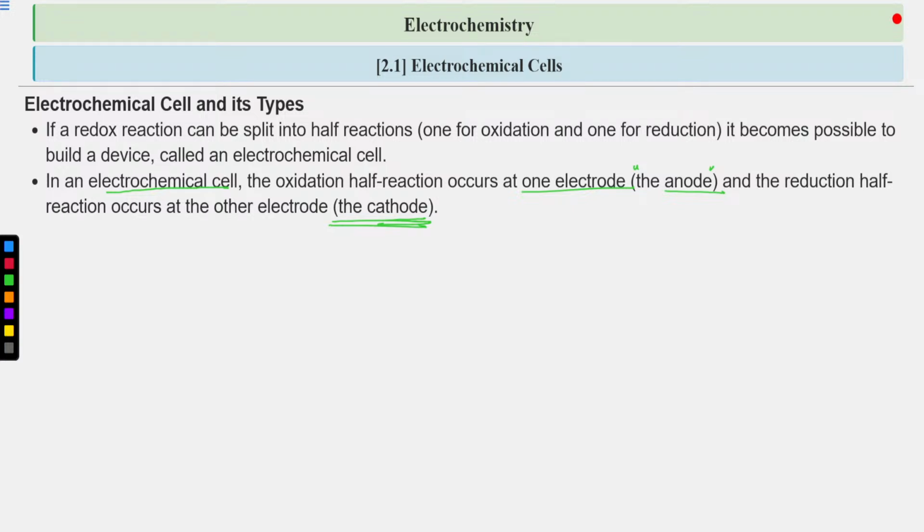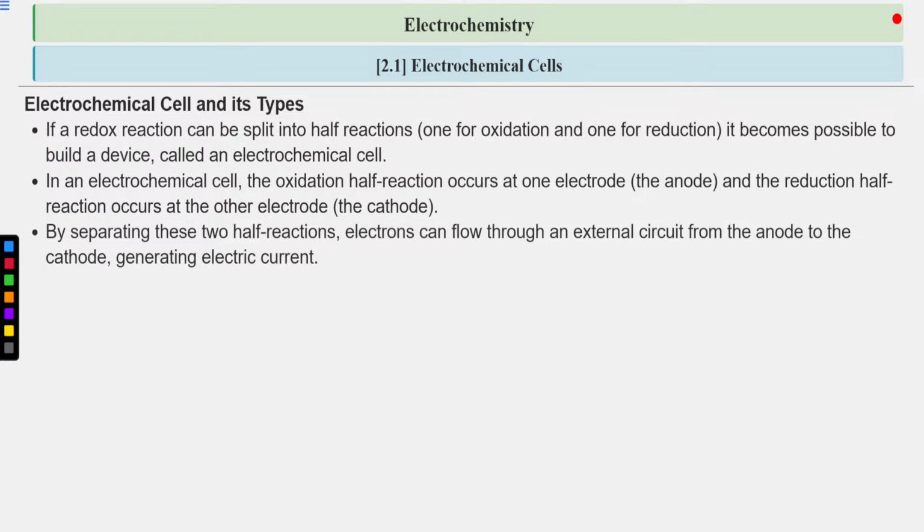But here, in the case of an electrochemical cell, the oxidation half reaction occurs at one electrode, and that electrode is the anode, and the reduction half reaction occurs at the other electrode, which is called the cathode. So there are two electrodes present in our electrochemical cell. One is the anode, another is the cathode. Oxidation occurs at the anode, reduction occurs at the cathode. The concept of oxidation and reduction is the same: losing electrons for oxidation and gaining electrons for reduction.